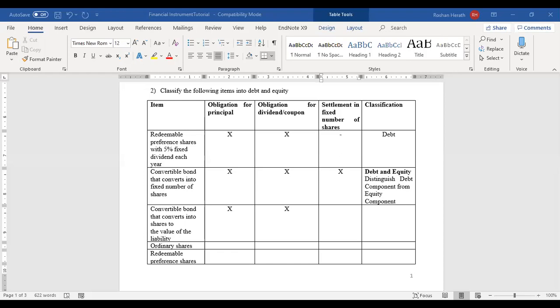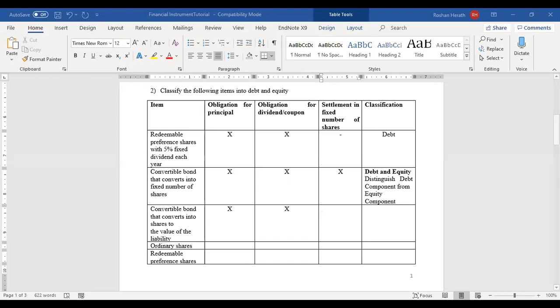So that is something that is not important for us. So we know what is for sure at the maturity: you can convert the bond into 25,000 shares. But here, the case is different. What it says is that you can convert this into shares depending on the value of the liability. So let's say the value of the liability is rupees 5 million.